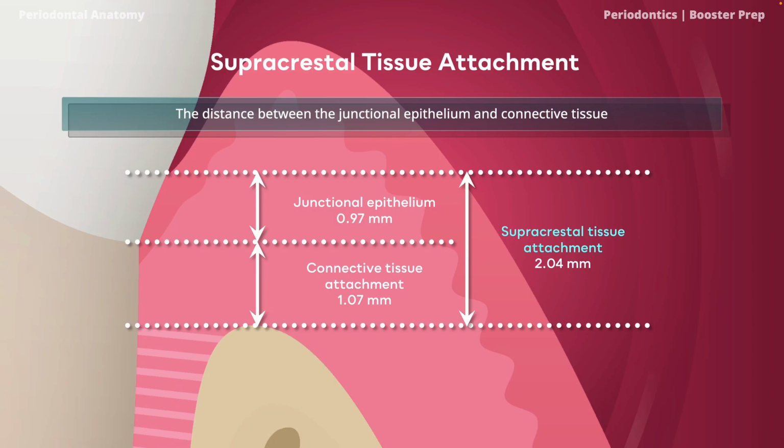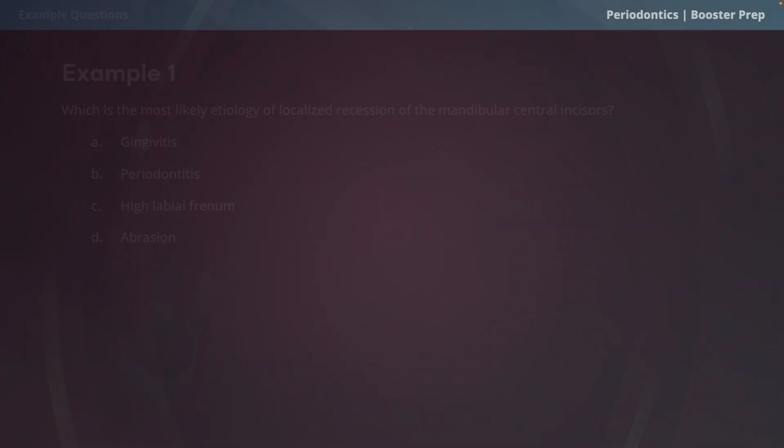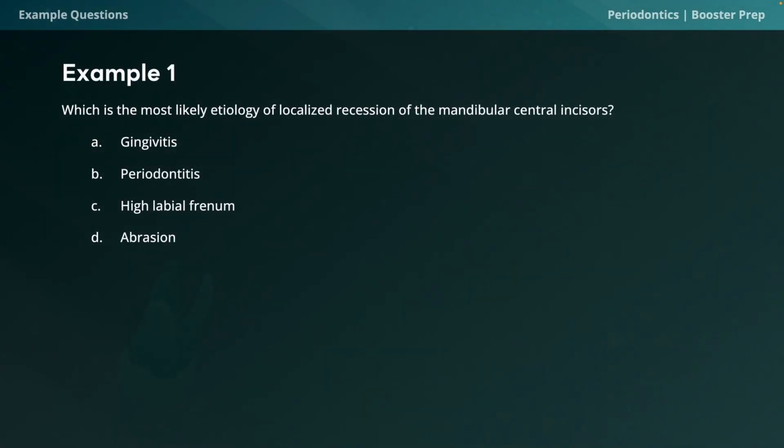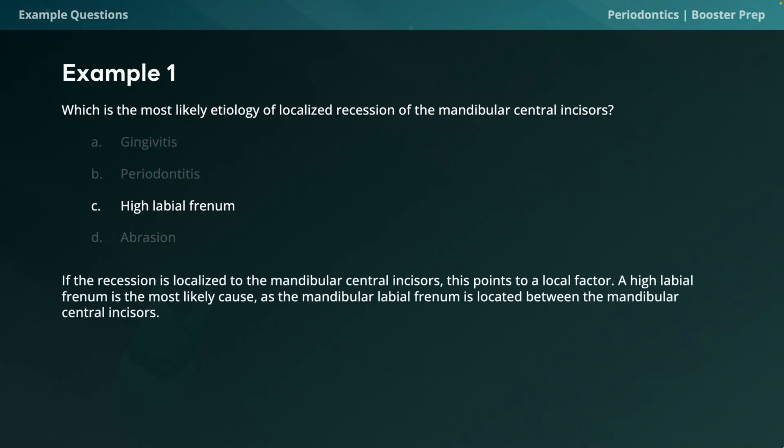And that's really it, guys, for periodontal anatomy. Let's reinforce everything we just learned with a practice problem. Which is the most likely etiology of localized recession of the mandibular central incisors? Pause the video if you need some time to gather your thoughts, but the answer is C, a high labial frenum.